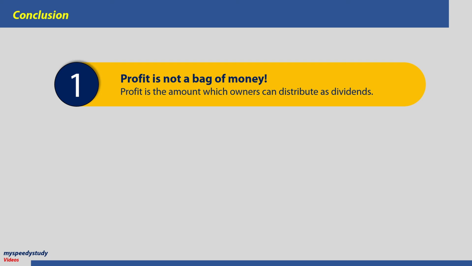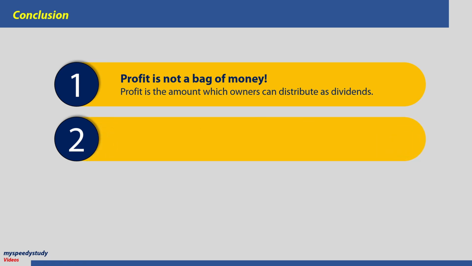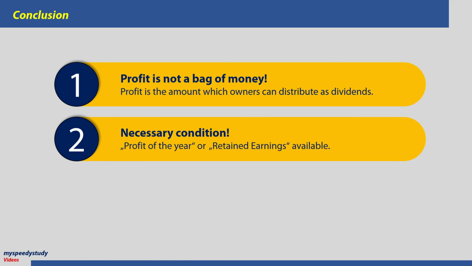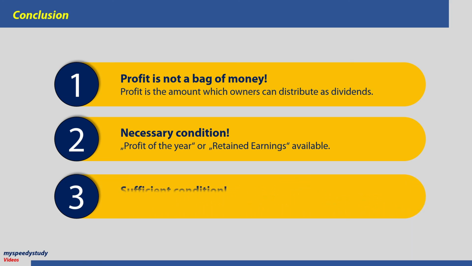Keep in mind, the profit can only be paid out to owners under 2 conditions. The necessary condition: there have to be profits determined in the income statement, which are either current profits, profit of the year, or retained earnings, which are undistributed profits from previous years. And the sufficient condition: the company must have the cash to actually pay those dividends. If they don't have the cash, they cannot pay out anything. It's that simple.